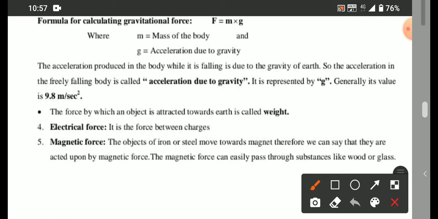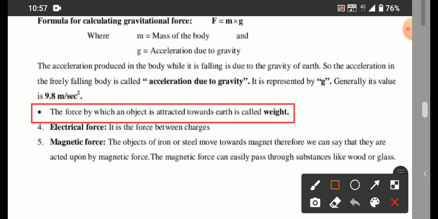Gravitational force is also known as weight. So here is the definition of weight. The force by which an object is attracted towards the earth is known as weight.